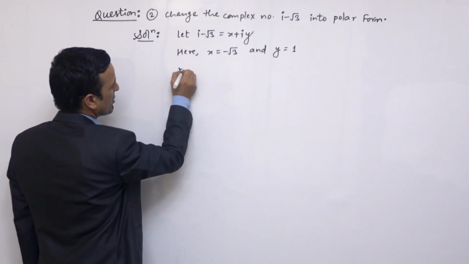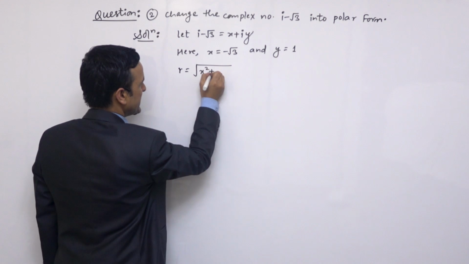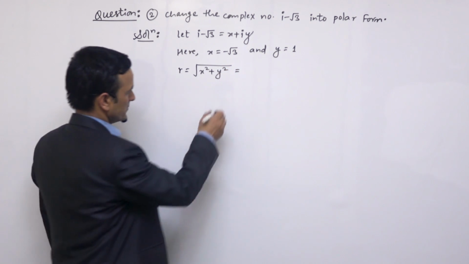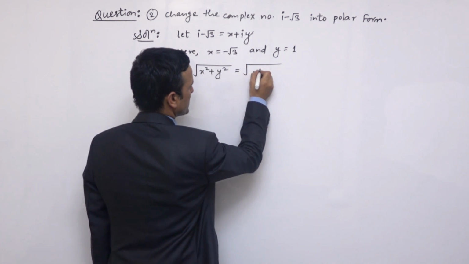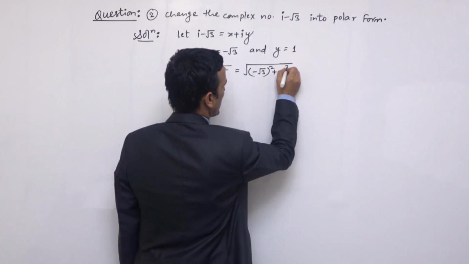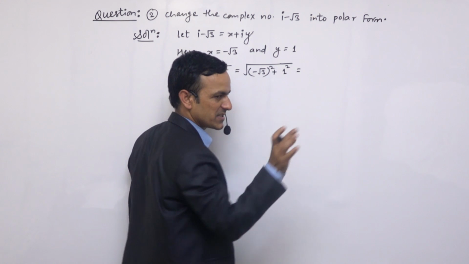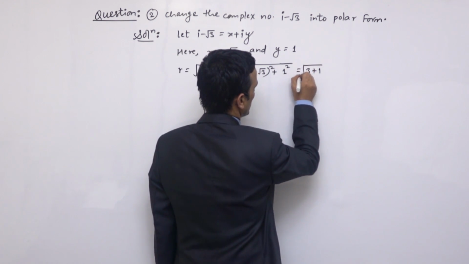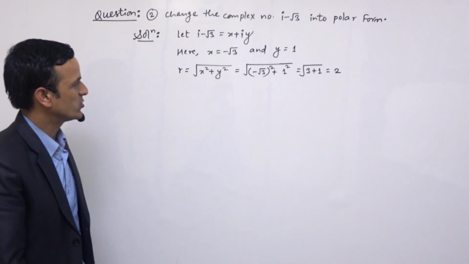So first of all find out the radius, this polar radius. So its formula is square root of x square plus y square. Then let's substitute the value. The value of x is minus √3 whole square and value of y is 1 square. So if we solve it, minus square means it is positive. √3 square means it is 3. So 3 plus 1 means 4 and the square root of 4 is 2.